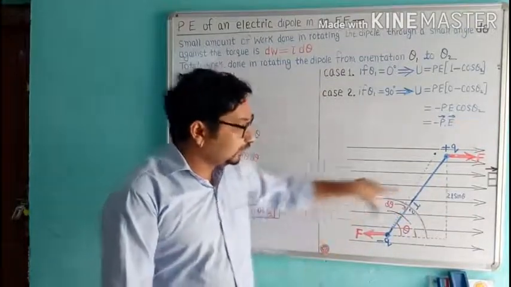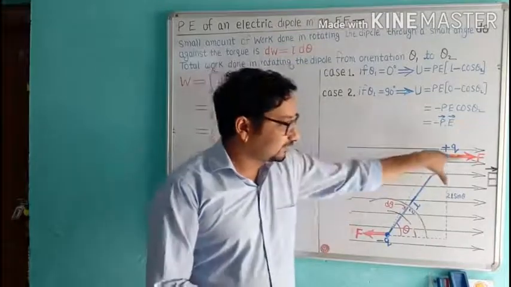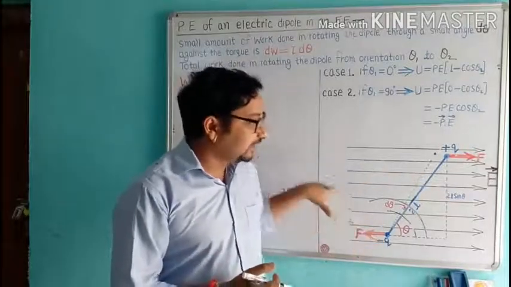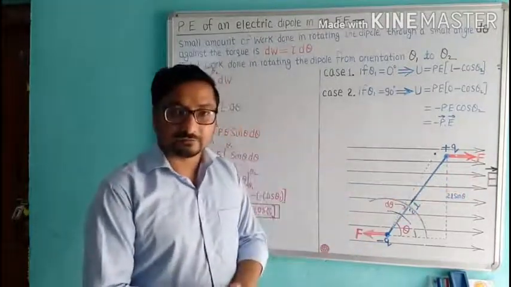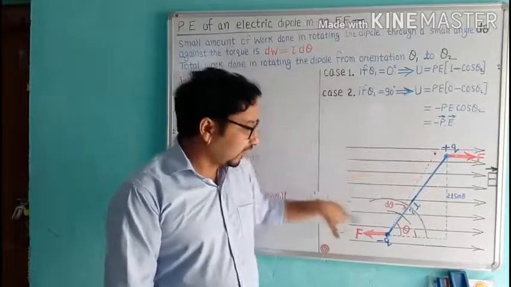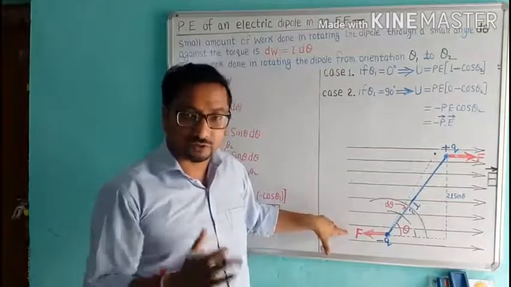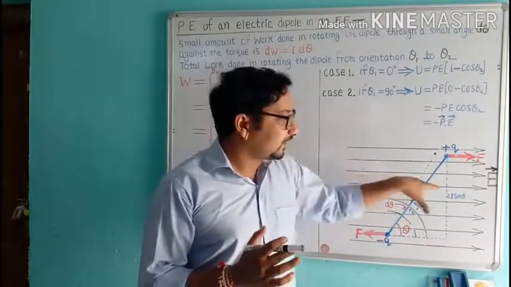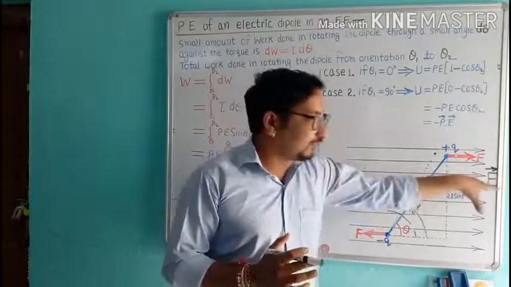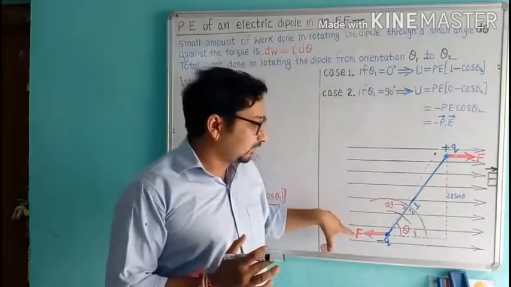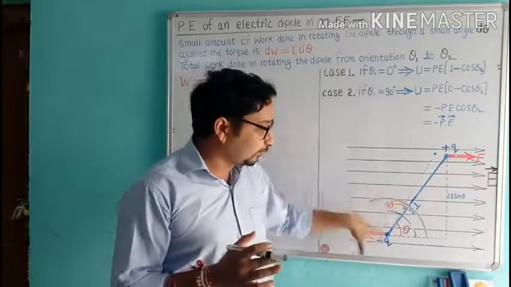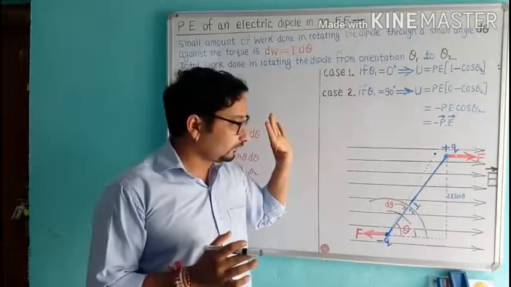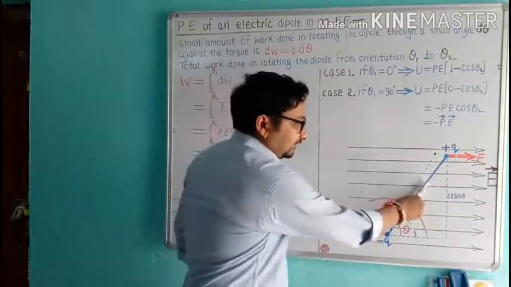Then two equal and opposite forces work on it, which try to align the electric dipole in the direction of the electric field. Two equal and opposite forces make a torque. So we can say a torque is working on the electric dipole which tries to align it in the direction of the electric field.